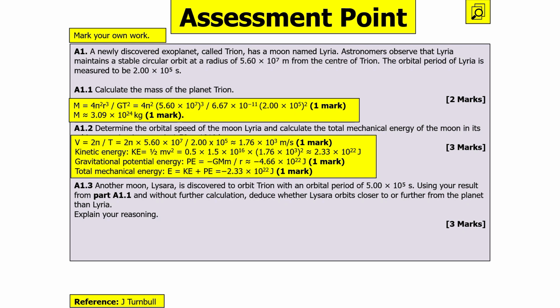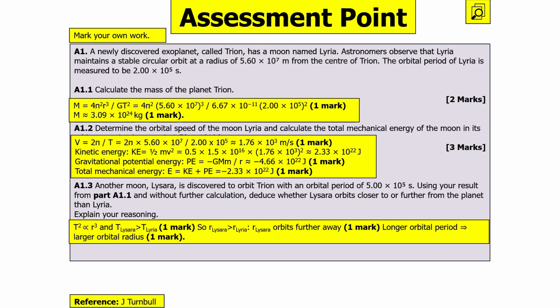Now, we know from Kepler's law that T squared is directly proportional to r cubed. So we know that the T of Lysara is greater than the T of Lyraea. That indicates to us that the radius of orbit for Lysara must be greater than the radius of orbit for Lyraea. So this tells us that Lysara orbits further away. The longer orbital period has come from a larger orbital radius.